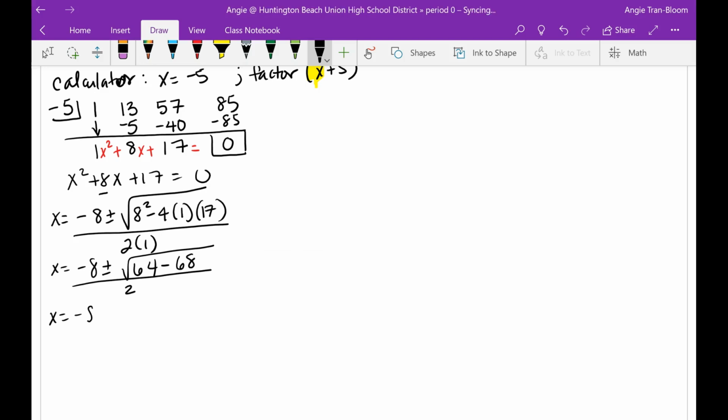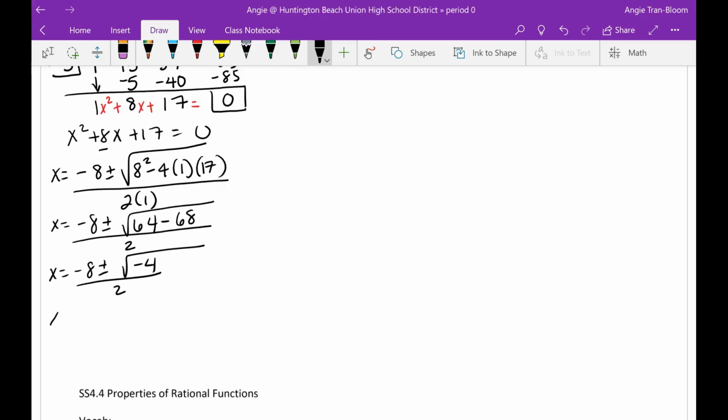So x equals negative 8 plus or minus the square root of negative 4, all over 2. Now, before this unit, we would say that, hey, this is not a real number, so we cross it out, and we would only box up x equals negative 5 as the one real solution. But we are under complex, so under complex, to solve this, what does that really mean?